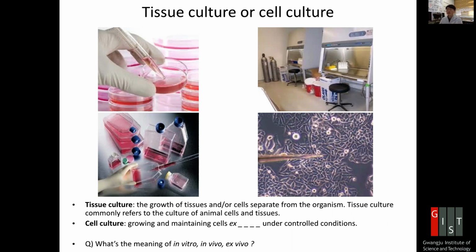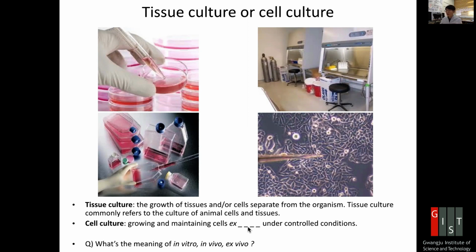this picture might be familiar to you. So what is tissue culture? When you go to the laboratory, you can find a place called a tissue culture room or cell culture room. Inside, culturing of cells happens. Tissue culture means the growth of tissues and cells that are separated from an organism. Tissue culture commonly refers to the culture of animal-derived cells and tissues, while cell culture specifically means growing and maintaining cells under controlled conditions.